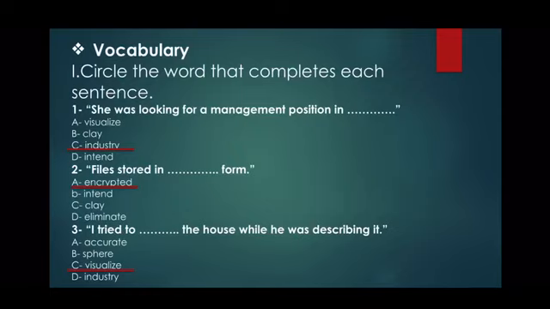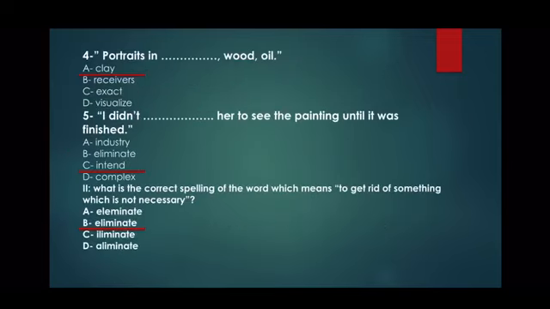Files are stored in encrypted form. What do you mean by encrypted? Encrypted means that it is written in code, placed in code. Okay, encrypted form. I tried to visualize, to imagine the house while he was describing it. So this is what you're going to do to choose the perfect answer that is suitable for the sentence.